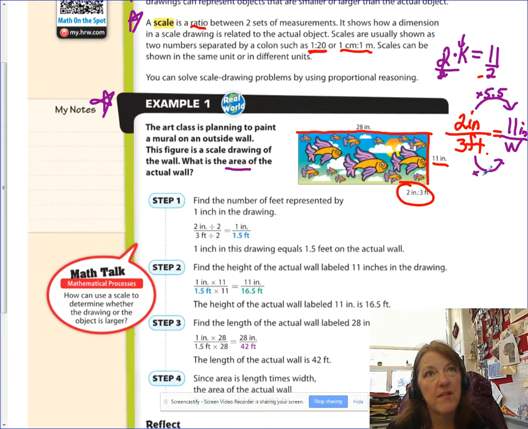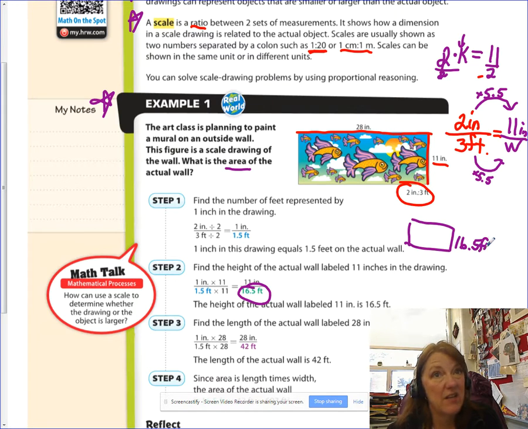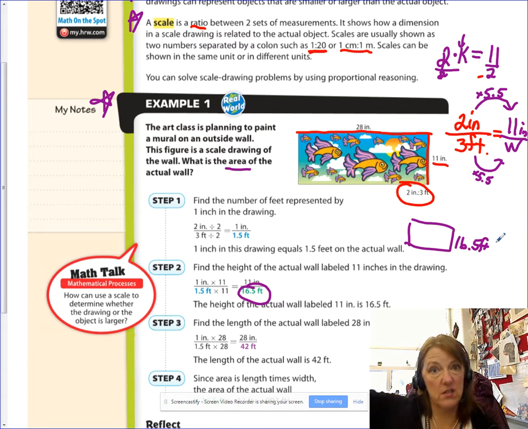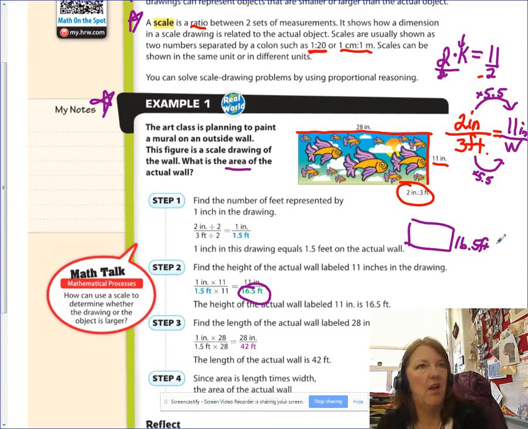Multiply by 5.5, 5 5/10, and see what you come up with for the width. Grab your calculator and do it. What did you get? Did you get 16.5? So the width in real life is going to be 16.5 feet. Holy cow. If you think about our ceilings at school, ours are about 9 or 10 feet. So this is big. All right.